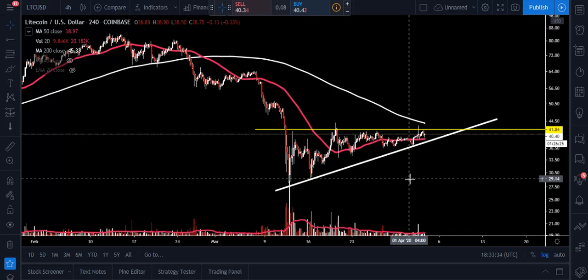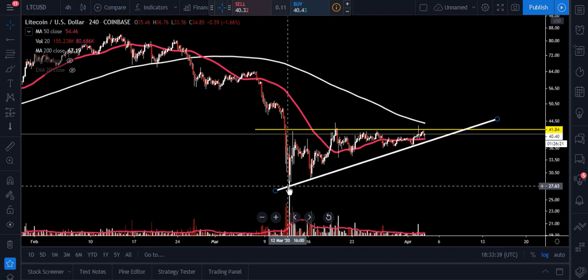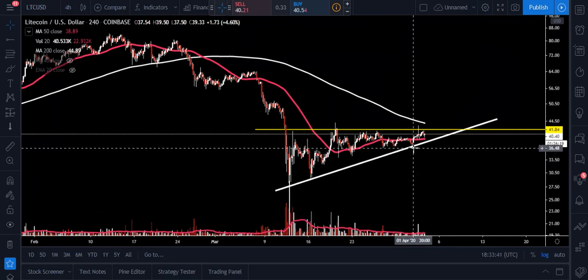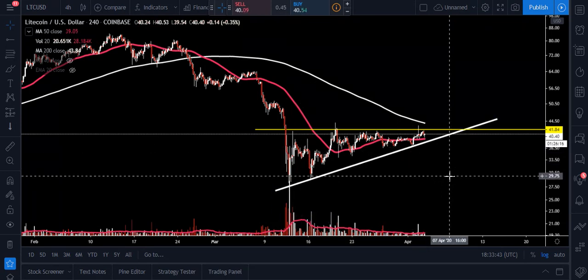Number three, prices must touch each trend line at least twice. So what we have is a touch down here, we have a touch here, we have a touch here. So we at least have 3 touches on this. So that would also qualify as well. So we're 3 for 3.